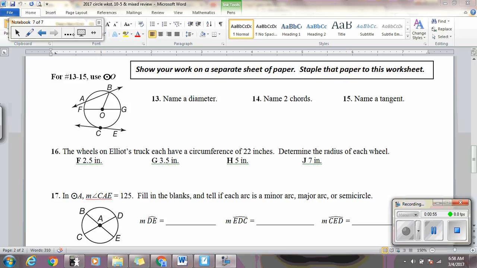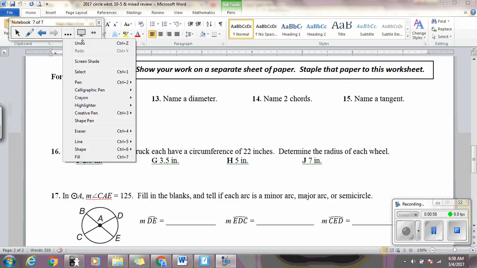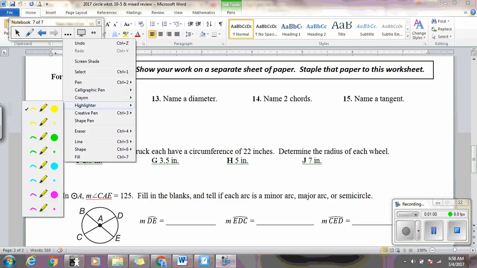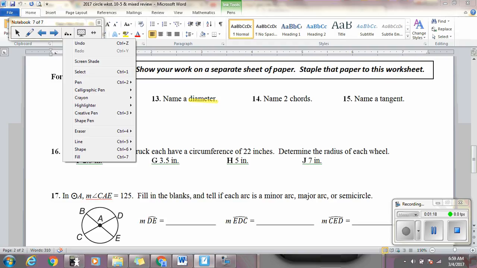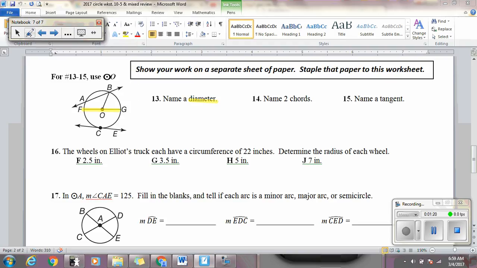So number 13, name a diameter. The role of the diameter is to go from one part of the circle to the other part, but it also has to go through the center. So the only line that I see doing that on this circle is line FG. So that is our diameter. When we write the name of the diameter, you would put FG or GF, and you put the segment bar on top. Segment bar, please don't forget the segment bar.